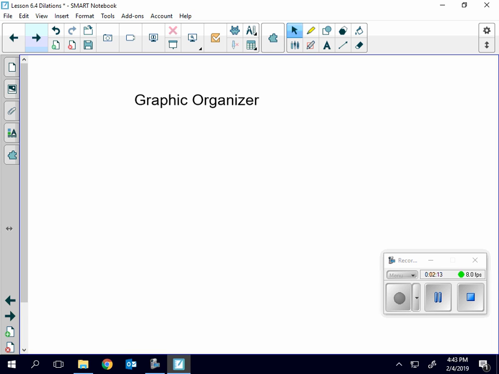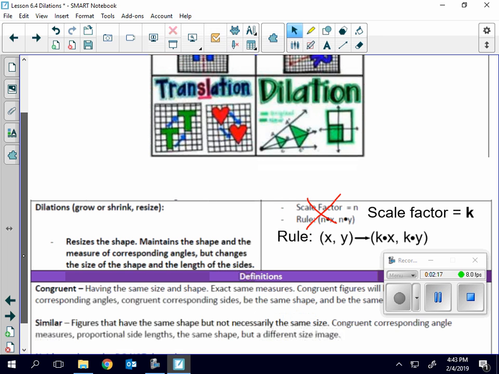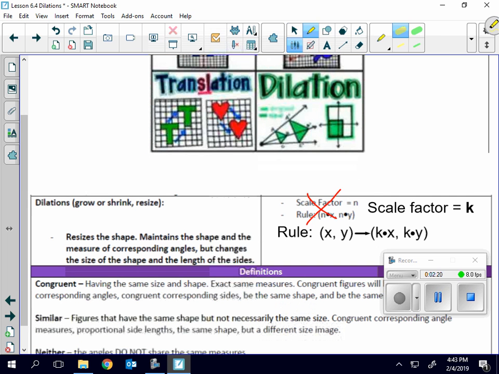All right, this is what we're going to write down on your graphic organizer, your yellow sheet. Go down to where you see dilations. Okay, here it is, dilations. I have no words to add here, but we are going to highlight: a dilation resizes the shape. So it maintains the shape and the measure of the angles. The angles are still the same, but the actual size changes. So I'm going to highlight that, changes the size.